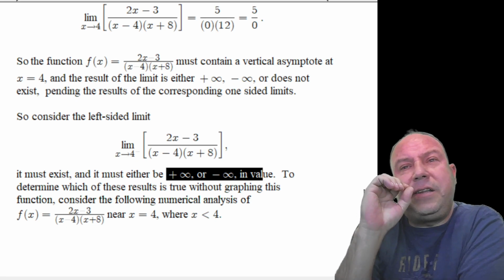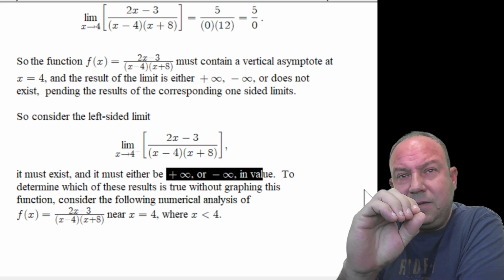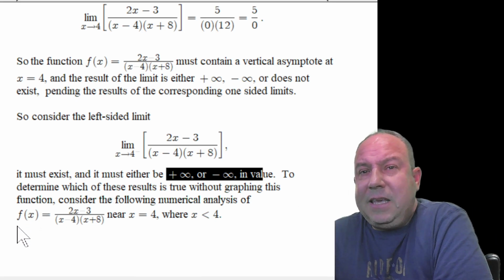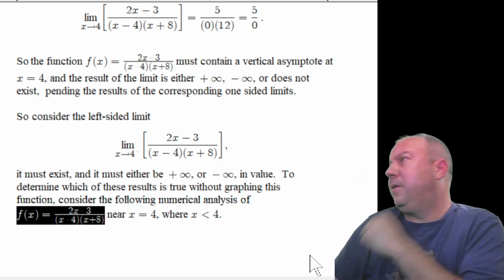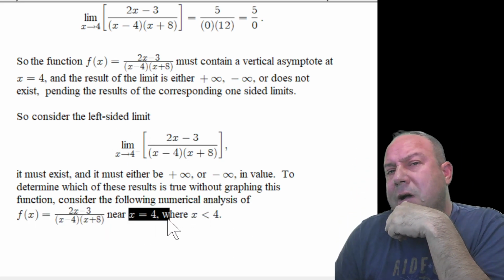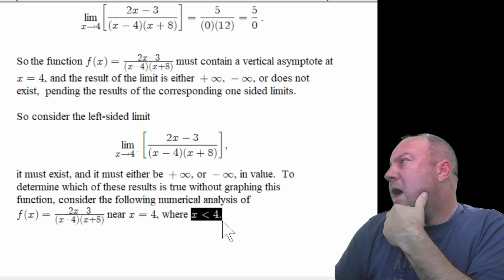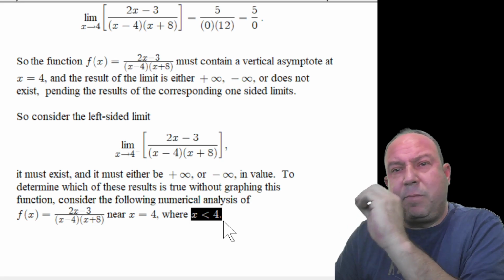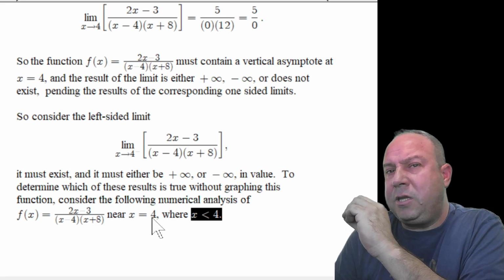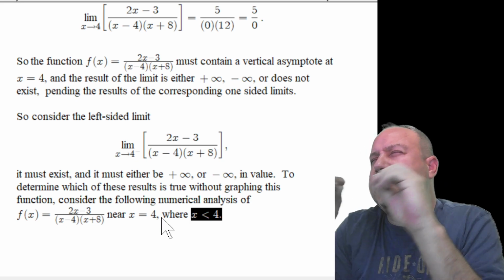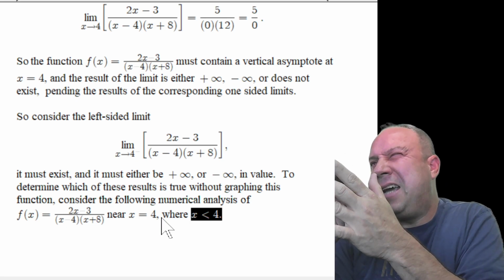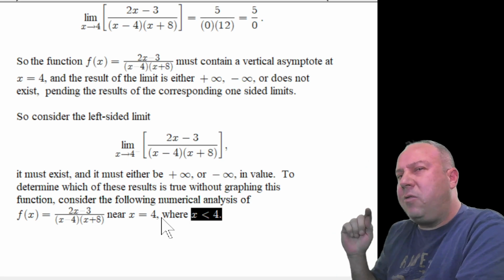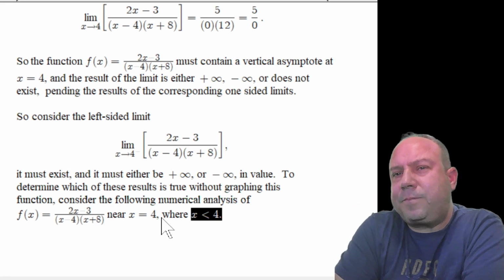And to determine what it is, I'm going to simply evaluate my function near x equal to 4, where x is just a little smaller than 4. I'm going to perform a numerical analysis using numbers that are near 4 but smaller than 4, like 3.9 and 3.99 and 3.999 or 3.99999, just like I would with a table.